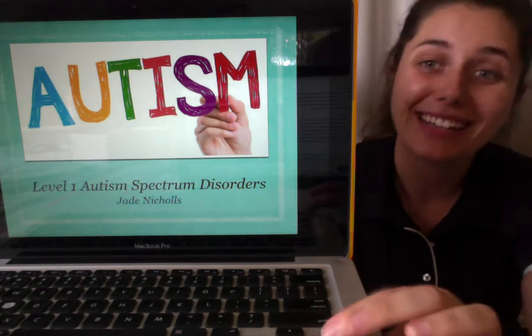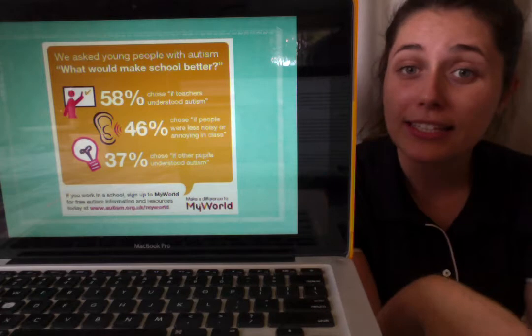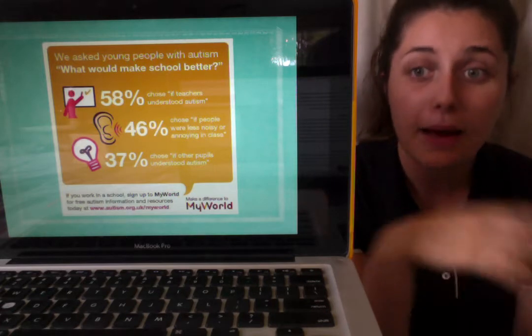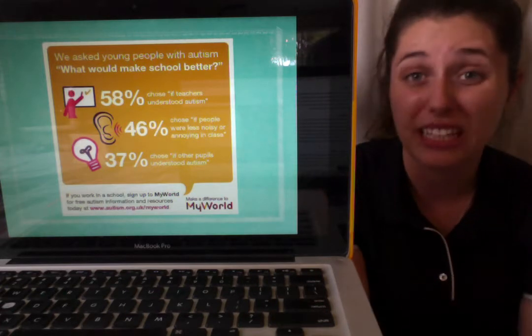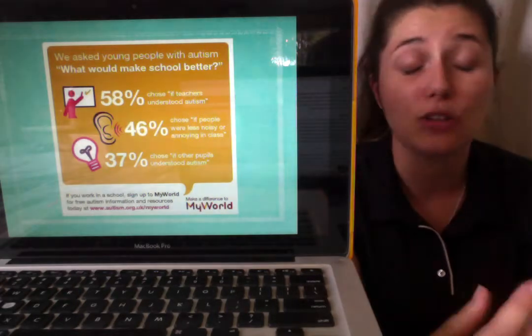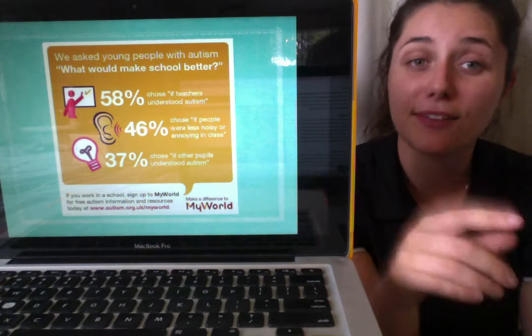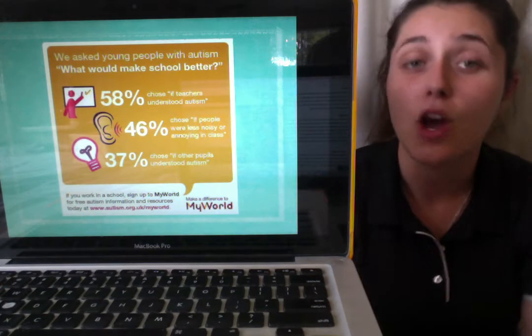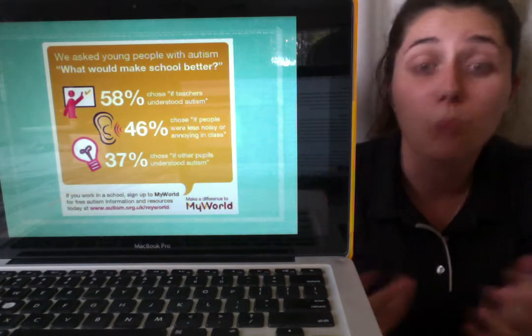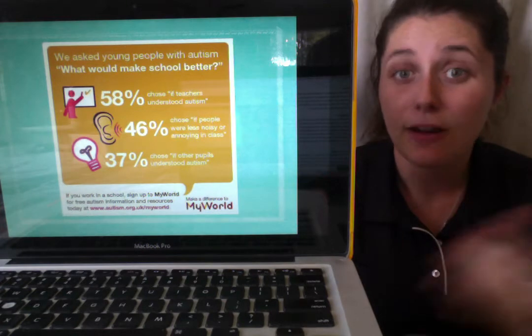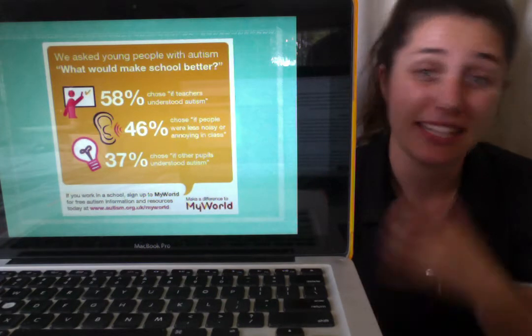I've included this statistic sheet because I think it presents some really interesting statistics. It's also a really good beginning discussion point. If you note the first statistic, it says 58% of students with ASD would like teachers to understand what it is. Secondly, 46% would like the class to be less noisy.